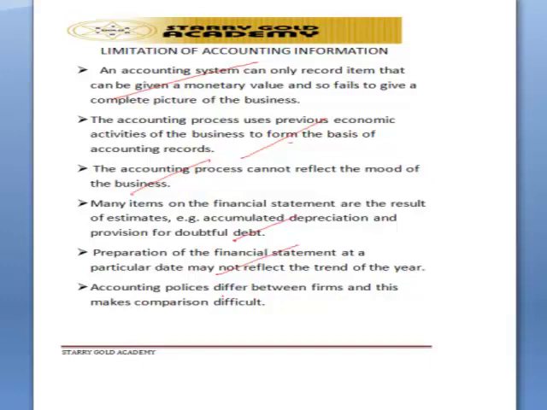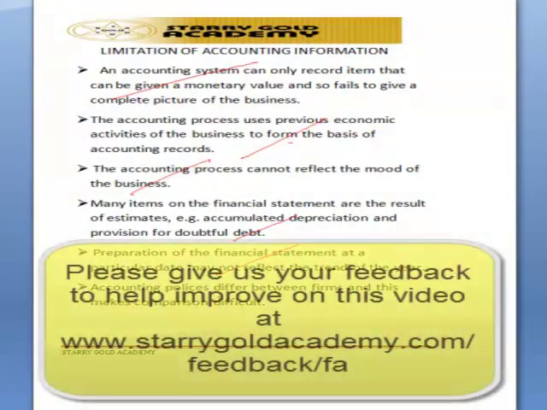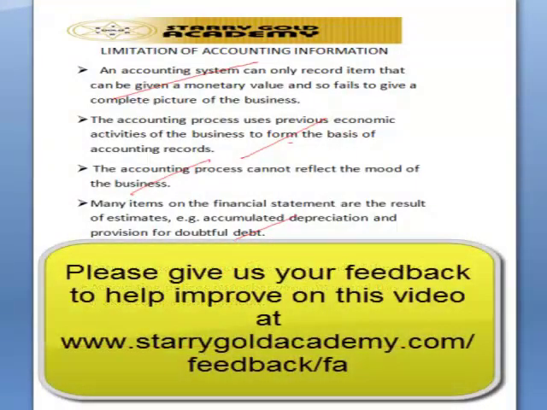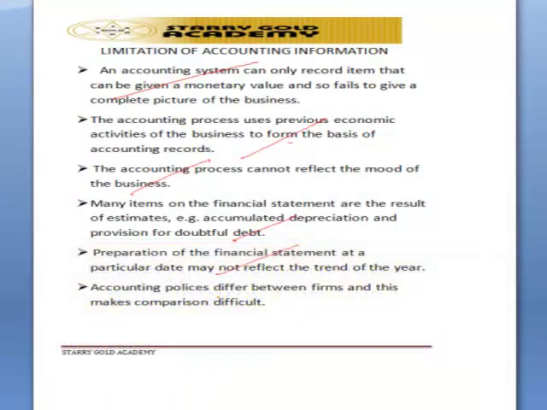Okay. Also, accounting policies differ between firms, and this makes comparison difficult. Comparison is very, very difficult when it comes to the financials of one company to another company, or of one company in one industry to another company in another industry. So the accounting policies differ, and the accounting methods being adopted sometimes also differ. So these are the basic limitations of information provided by financial accounting.